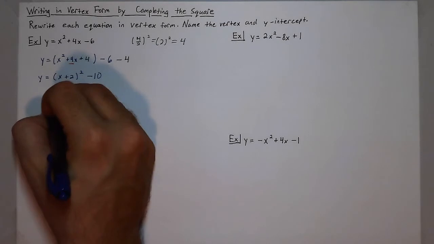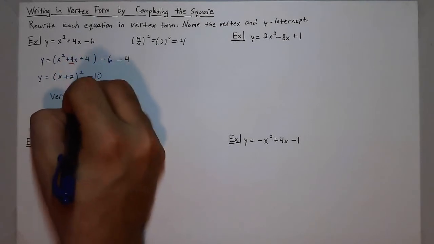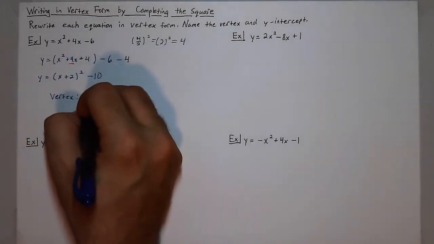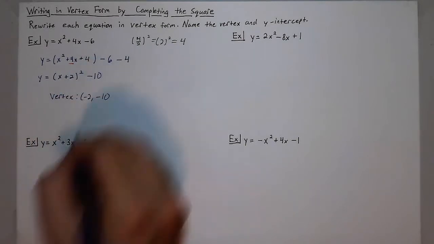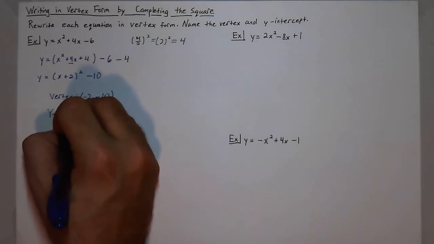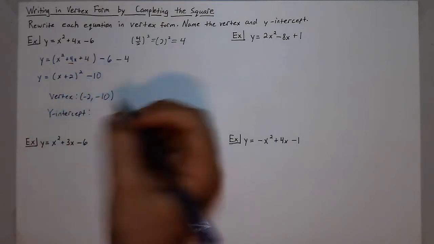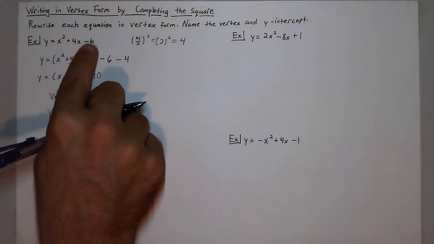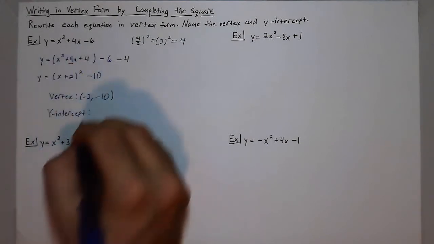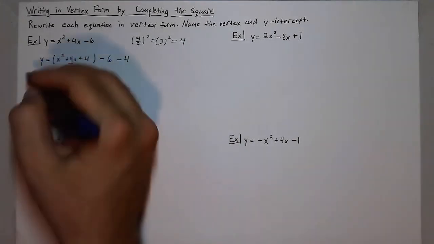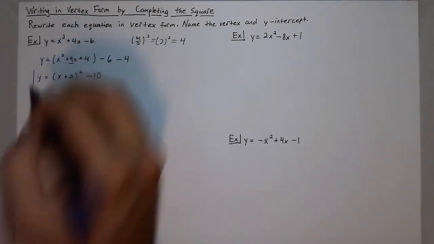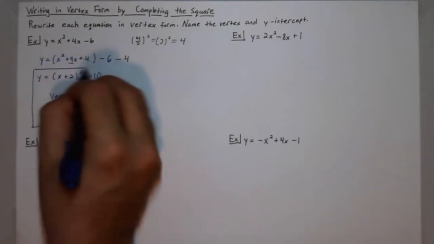But now my vertex is negative 2, negative 10, because again, it's h comma k. It's usually x minus h, because you use the opposite value when you're getting h. And my y-intercept, well, I didn't need it in vertex form to figure this one out, because that's actually what standard form is great for. That minus 6 is the y-intercept. So 0, negative 6 is the y-intercept. So all three of these are my solution to the problem.